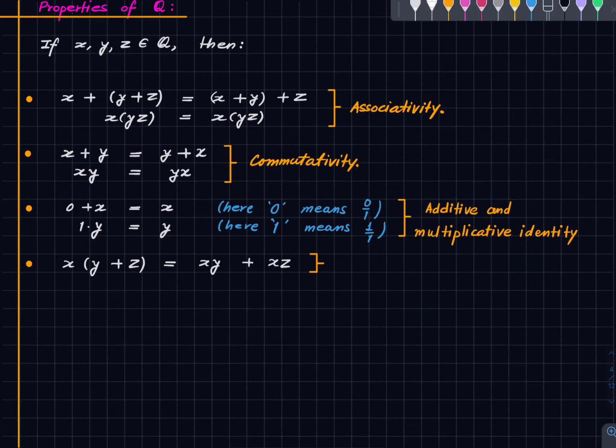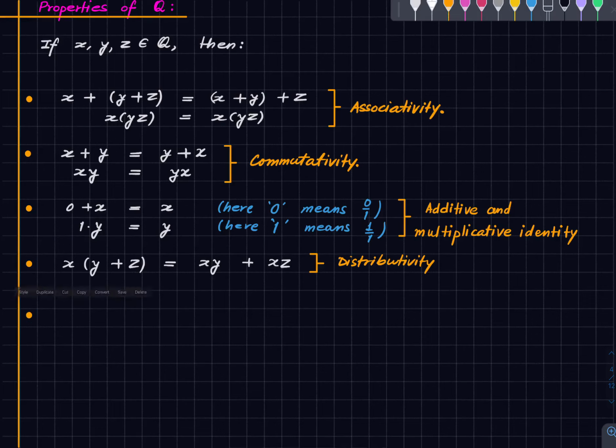All right. And now you have distributivity. So multiplying x with the sum of y and z is the same as multiplying x and y, multiplying x and z, and adding them. This is called distributivity. Okay.